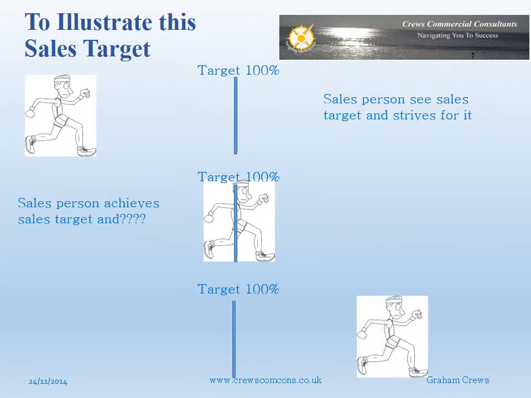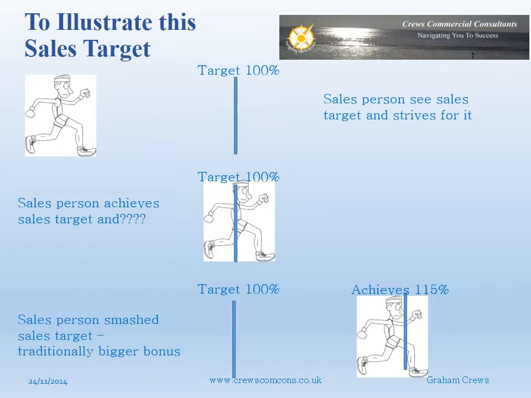But traditionally, the salesperson was encouraged to go beyond the sales target, and the achievement of 150% was patted on the back and given a traditional extra bonus. That's excellent in terms of a sales function, but in terms of a total business, that is not ideal.